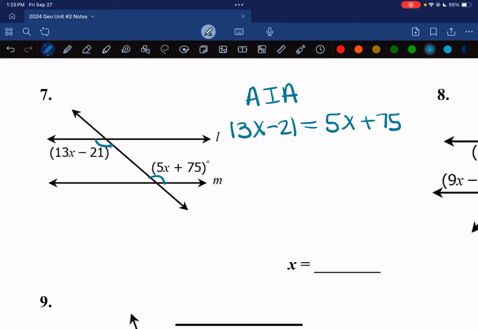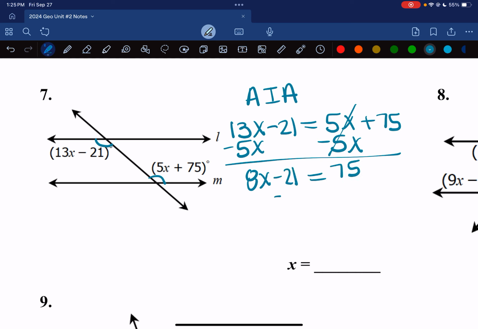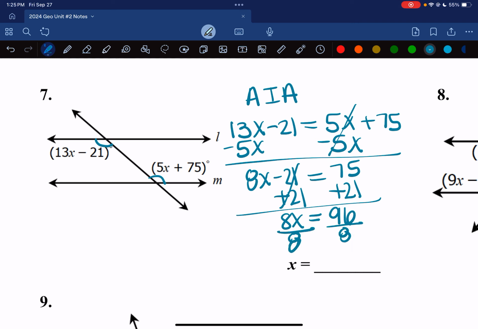So the first thing we're going to do is get our x's to one side. So I'm going to subtract 5x from both sides. So we have 8x minus 21 equals 75. Then we're going to add 21 to both sides. So we have 8x equals 96. Divide by 8. So we have x is 12.